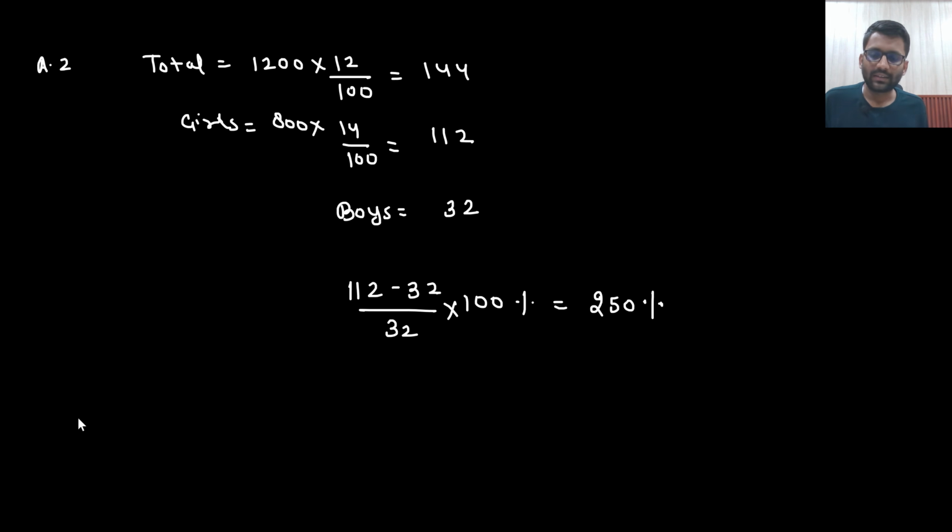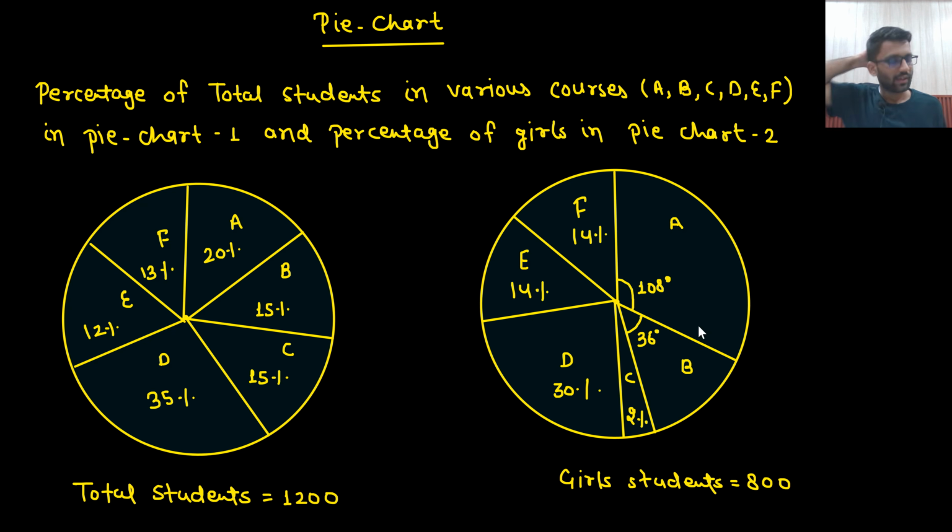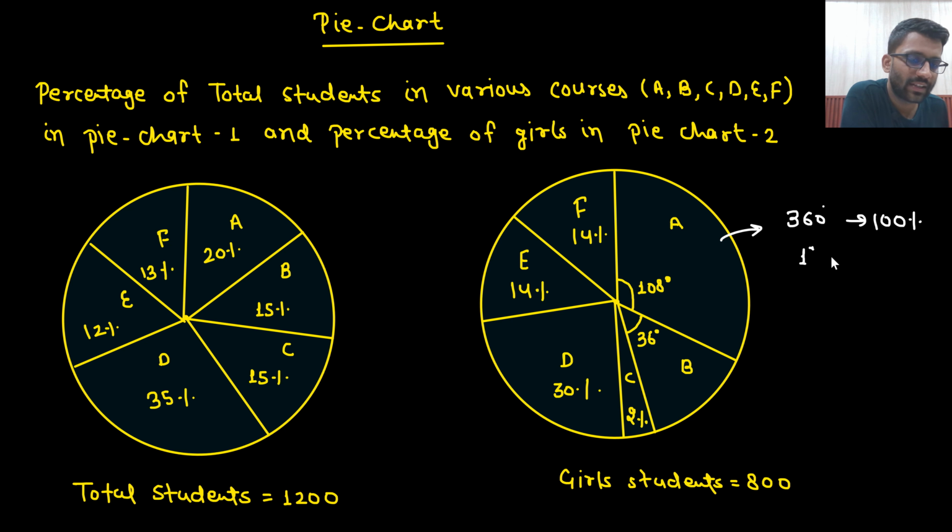And in the next question, what are they asking? Find the number of boys in course A. Okay, so in course A, how many girls are there? Here they are saying 108 degrees. So the total 360 degrees is 100%. That means 1 degree is how much? 100 by 360 percent.